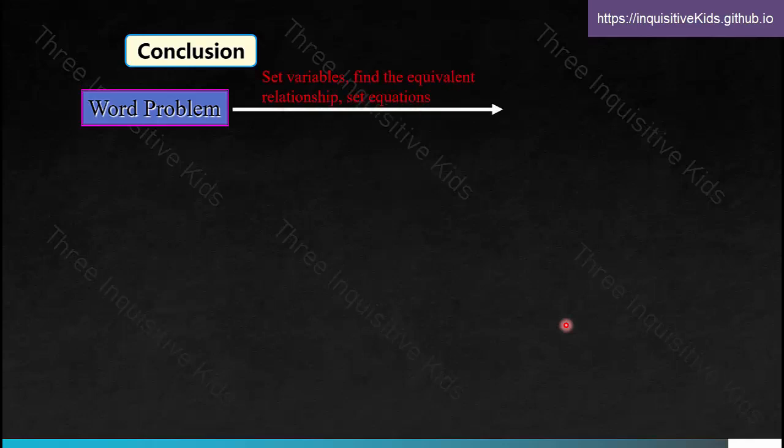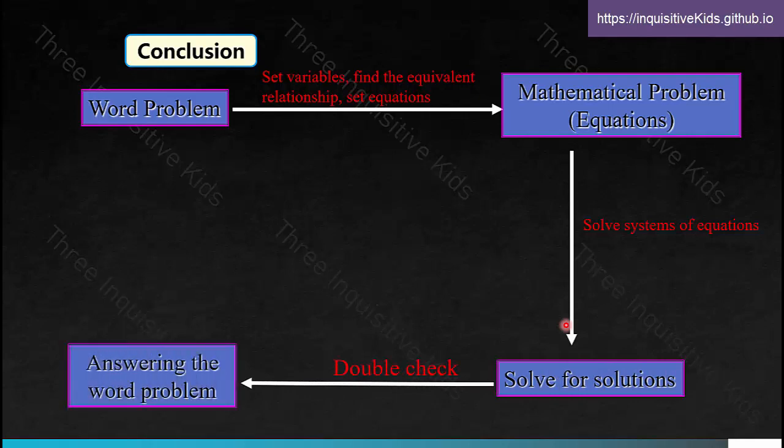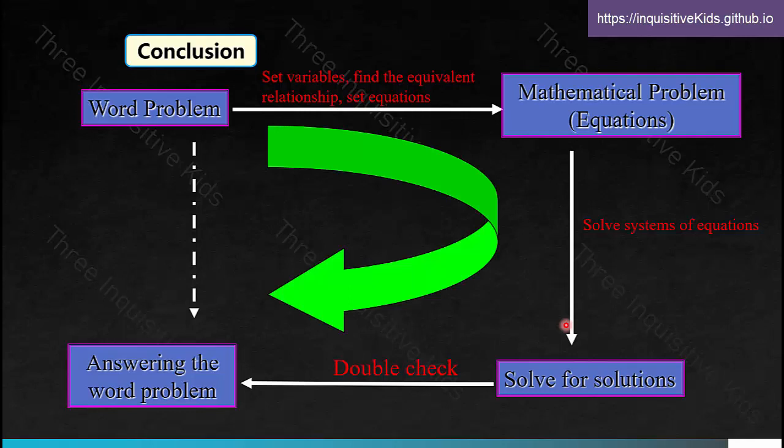Conclusion. So we first start with the word problem. We set variables, find equivalent relationships, set equations, and I think this is ultimately the hardest part, finding out which values you need to set as variables and finding the relationships. The rest, after you've gotten over that hump, that hill, the rest is a breeze. So you have the equations, solve them, you have the solutions, you double check, and then you just answer the problem. And this is a cycle. So these are the steps for solving word problems, not just money word problems, but all sorts of problems that use systems of equations.